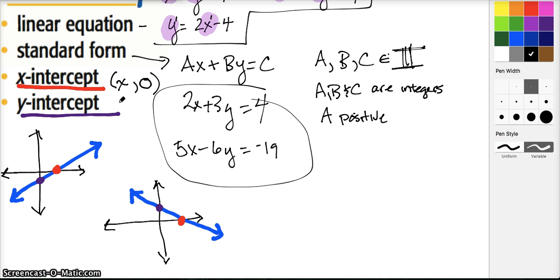And for the y-intercept, let's look where we put the y-intercepts. It's here along the y-axis. Well, we know when we're along the y-axis, our x value is 0, and we'll get some y value. So the x-intercept is some point (x, 0) where the graph crosses the x-axis, and the y-intercept is some point (0, y) where the graph crosses the y-axis.